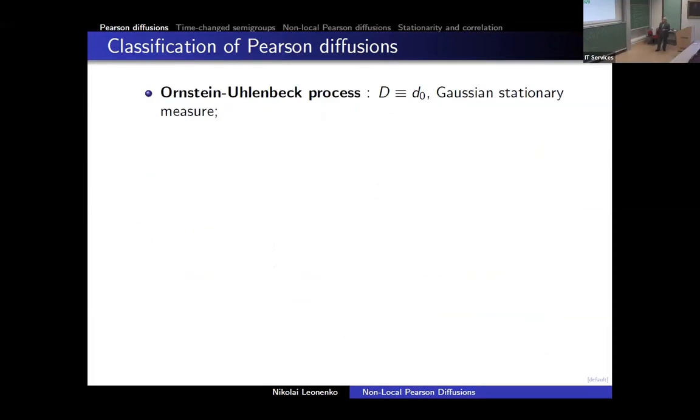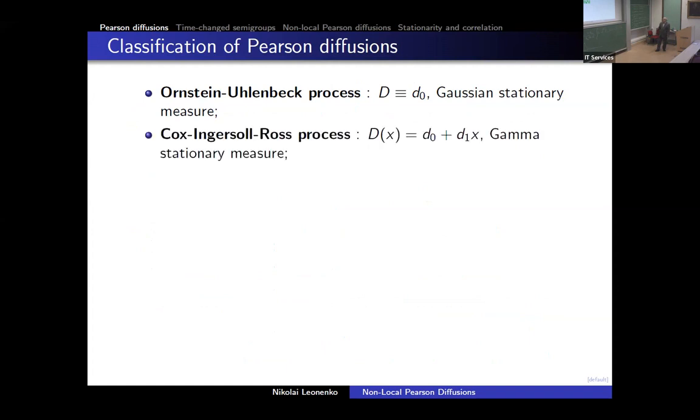Well, let me start with some examples. The first is well known, the Ornstein-Uhlenbeck process, with a Gaussian stationary measure, and the spectral equation is simply, it has linear eigenvalues, and eigenfunctions are Hermite polynomials. The next process is also well known, the so-called Cox-Ingersoll-Ross process.